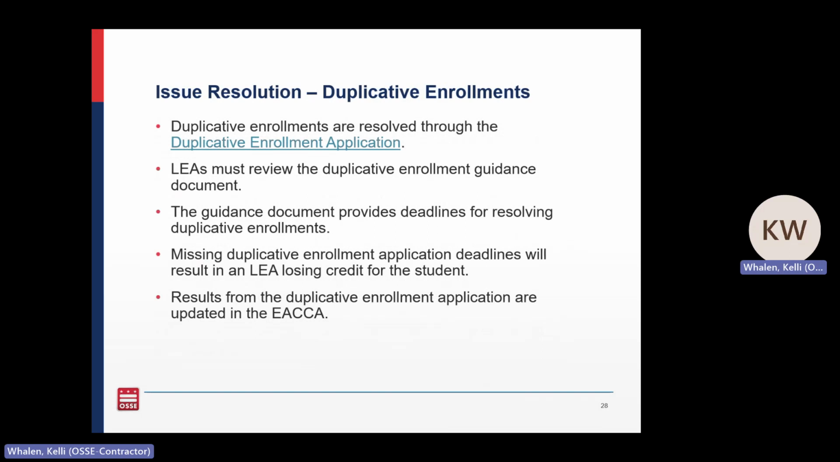Issue resolution for duplicative enrollments are all resolved through the duplicative enrollment application. You should review the guidance to that application to make sure you're on top of your duplicative enrollments. If you miss a duplicative enrollment deadline, you might lose credit for that student. And whatever results are in the duplicative enrollment application will eventually feed over to the EACCA.